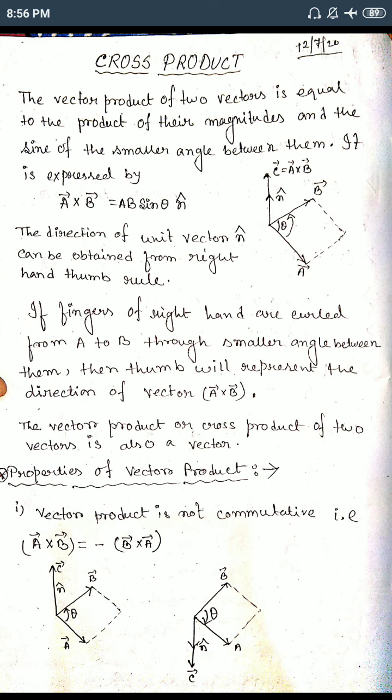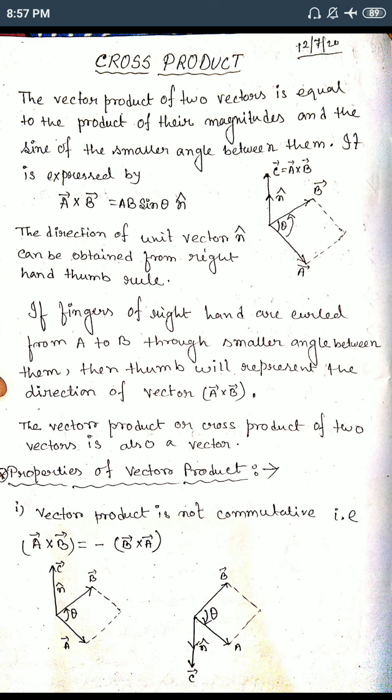So we can write A cross B equals AB sin theta into n hat. N hat is a unit vector. If fingers of the right hand are curled from A to B through the smaller angle between them, then the thumb will represent the direction of A cross B, that means the direction of the product C vector. The vector product or cross product of two vectors is also a vector. That's why we use the unit vector, the direction vector. Its magnitude into direction, that means it is a vector quantity.